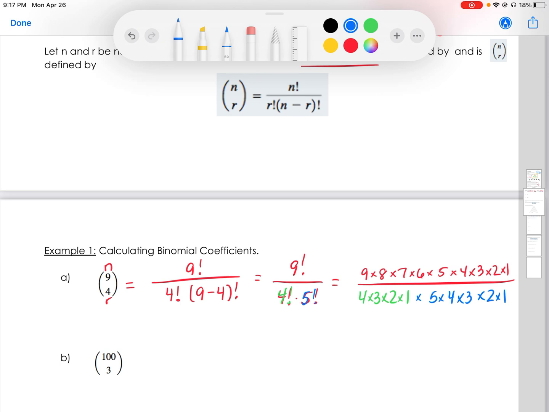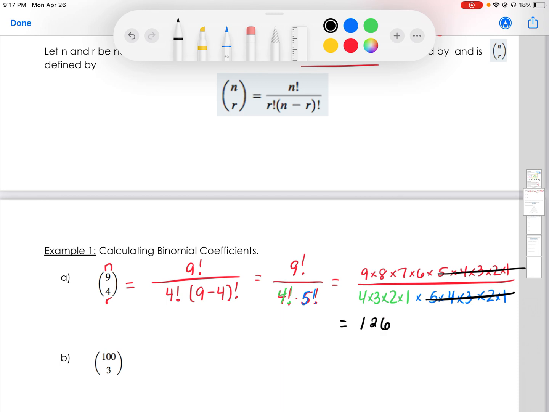So if you're doing this by hand without a calculator, you can start to see where you can cancel some things out. Since it's multiplication, think like how we cancel with variables. 5, 4, 3, 2, 1 can cancel with 5, 4, 3, 2, 1. So that'll help us out a little bit. And then if you want to look for more things to cancel, you can. But we still have to do the multiplication here. So 9 times 8 times 7 times 6 over 4 times 3 times 2 times 1. That's going to give us 126.